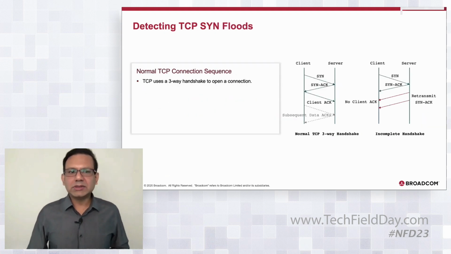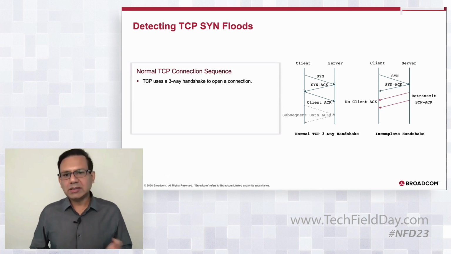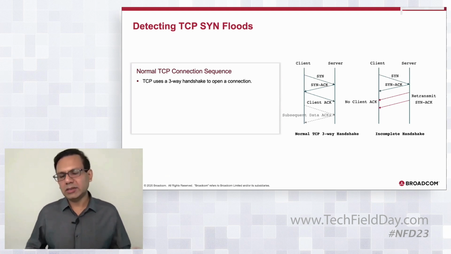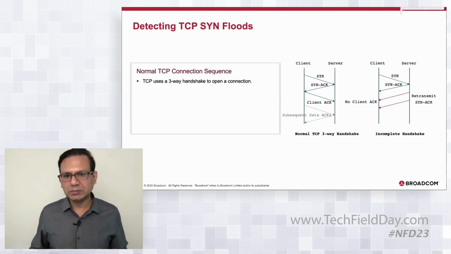A second example is detecting TCP SYN floods. Now, what's a normal TCP connection sequence? It's a three-way handshake to open a connection. So a client sends a SYN, the server responds back with a SYN ACK, and now the client sends another ACK saying, yes, I'm ready to start the connection. And then you have data transfers and data ACKs from both sides.